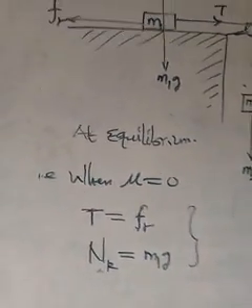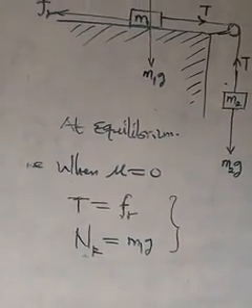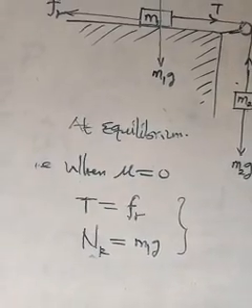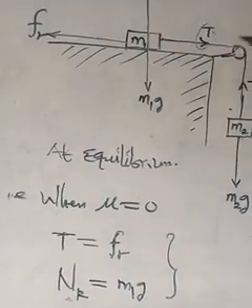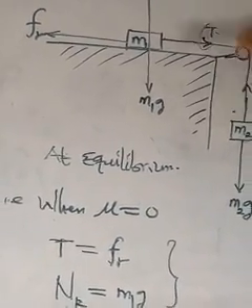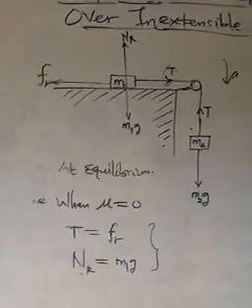When the coefficient of static friction between the bodies is equal to 0, it means that the tension applied here is equal to the frictional force. That is, the total horizontal forces are equal, while the total upward and downward forces are also equal.